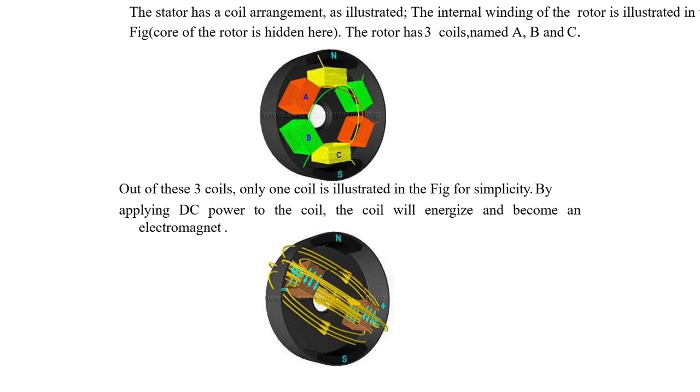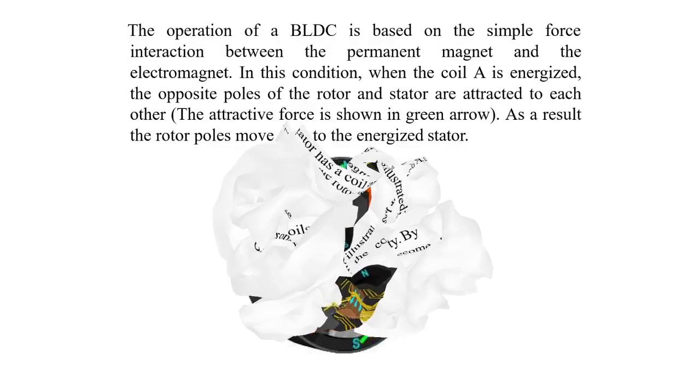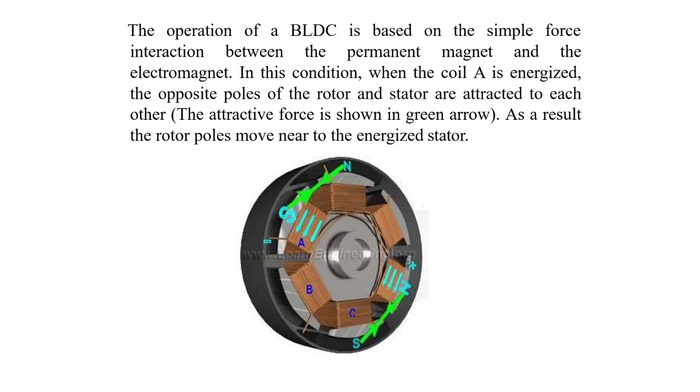By applying DC power to the coil, the coil will energize and become an electromagnet. The operation of a BLDC motor is based on the simple force interaction between the permanent magnet and the electromagnet. So whenever coil A is energized, opposite poles of the rotor and stator will be attracted to each other. As a result, the rotor poles will move near the energized stator. This attractive force is shown by the green arrow here.